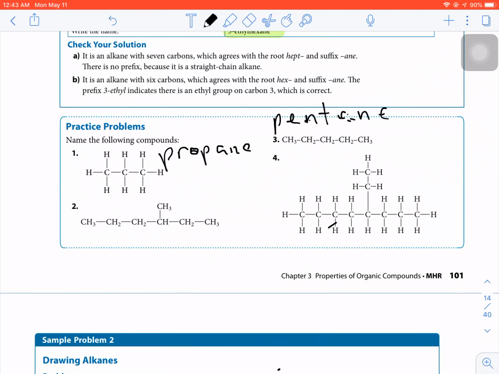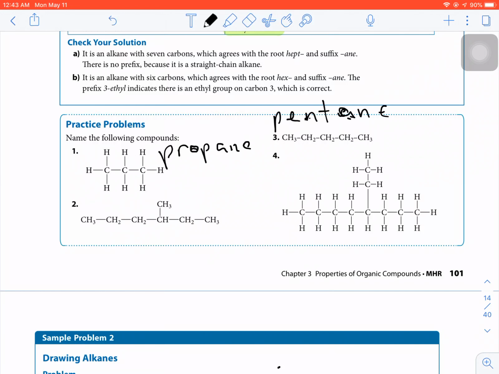Boy, I wish this stylus was working a little better tonight. Pentane. Now, if I look at molecule number 2 down here, I'm seeing that I've got 1, 2, 3, 4, 5, 6 carbons in a chain. Let's ignore that carbon on top for a minute. So the 6 carbons in a chain make it hexane.